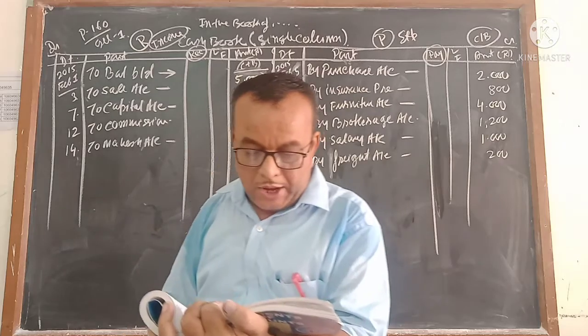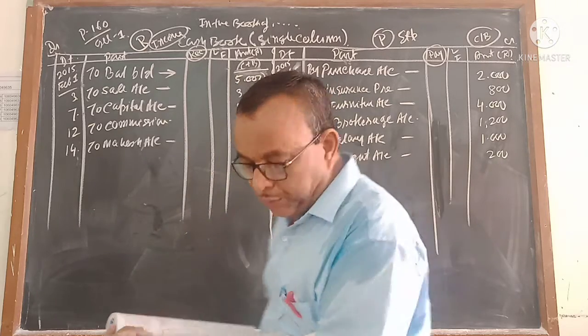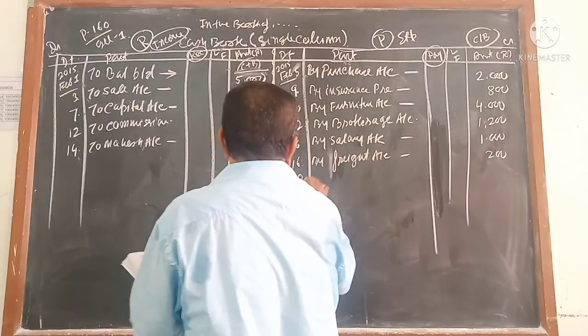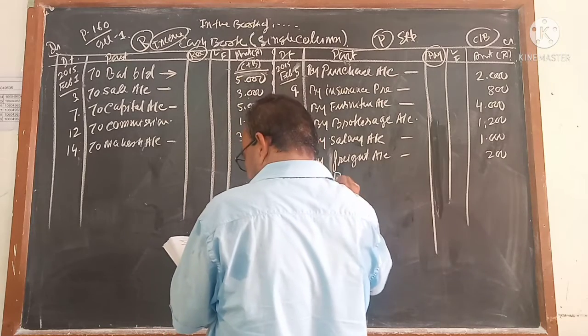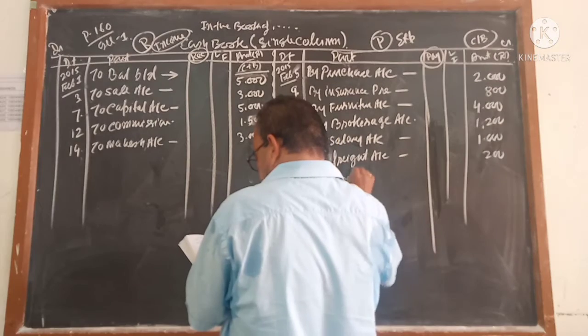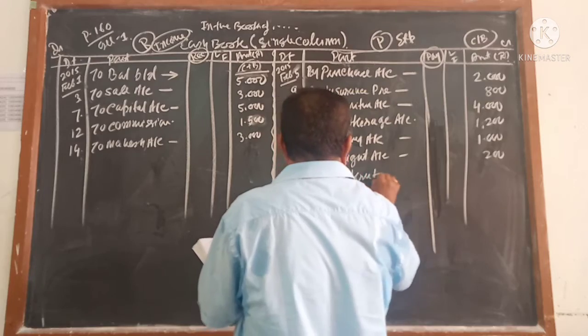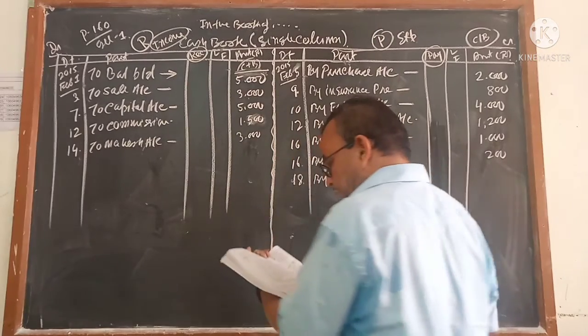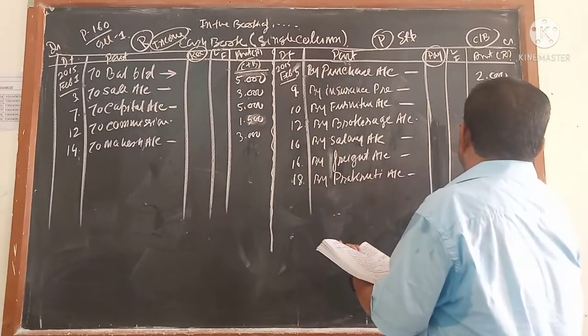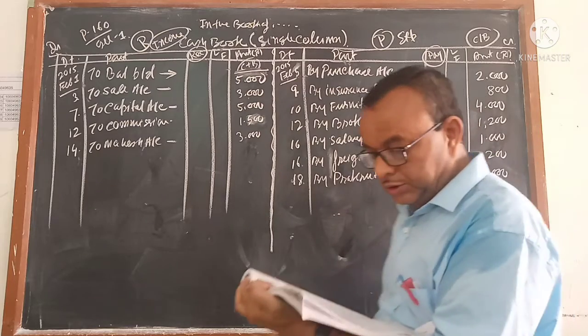Next, 18. 3,000 paid to Prakriti towards an old account. You have given to Prakriti. So again, by Prakriti account. How much you have given? 3,000. You have given to Prakriti.